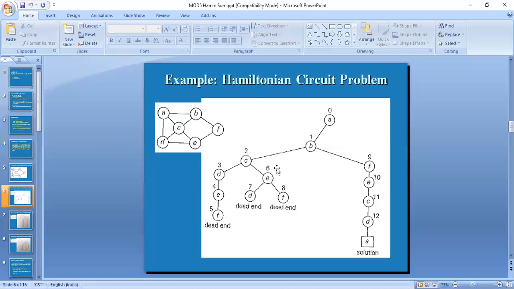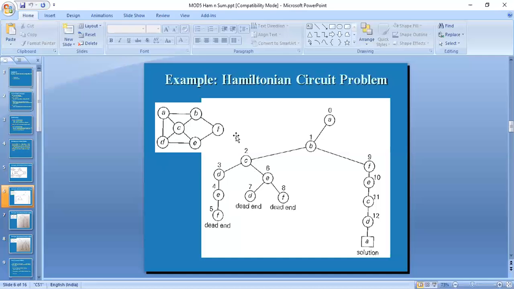But since it is not there, it becomes a dead end. So from E, we have one more option. That is, from E, we can either move to D or F. D becomes a dead end. So we are going for the next child. The next child is F. F again becomes a dead end. Why? From F to D, there is no edge. So we cannot consider. So we are going back to E.